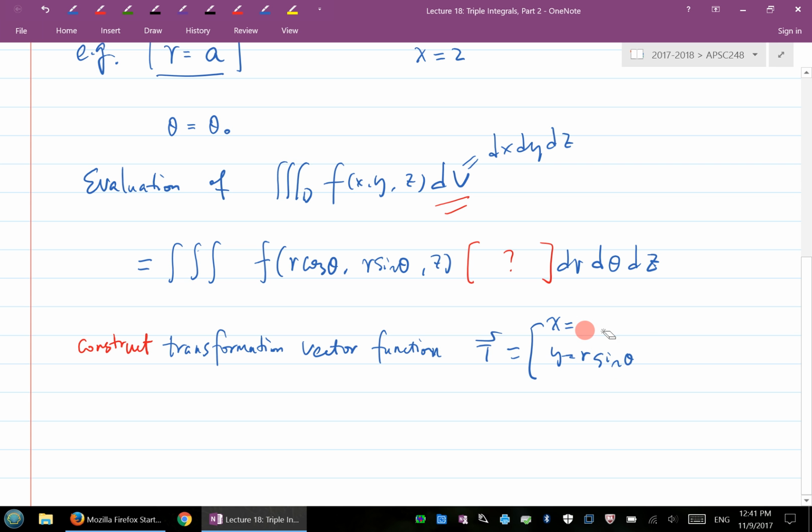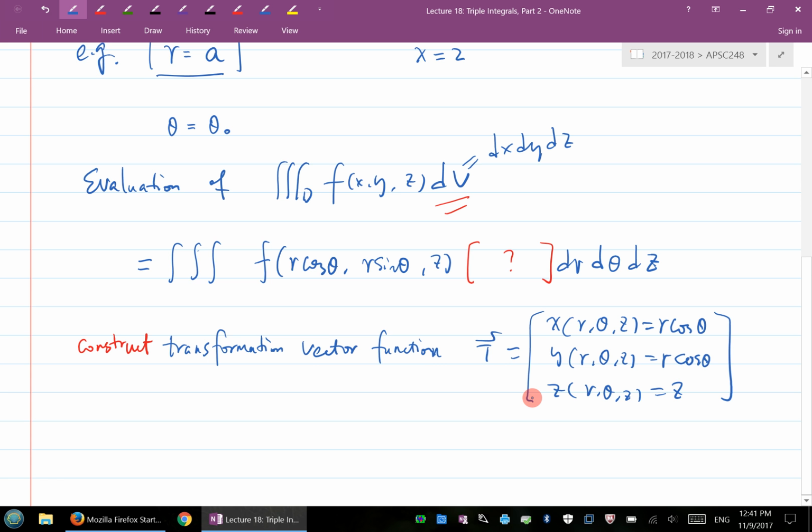Let me write it here. x is a function of r, theta, z. y is a function of r, theta, z. And z is also a function of r, theta, z, but it's just z here. So that's your transformation vector function.